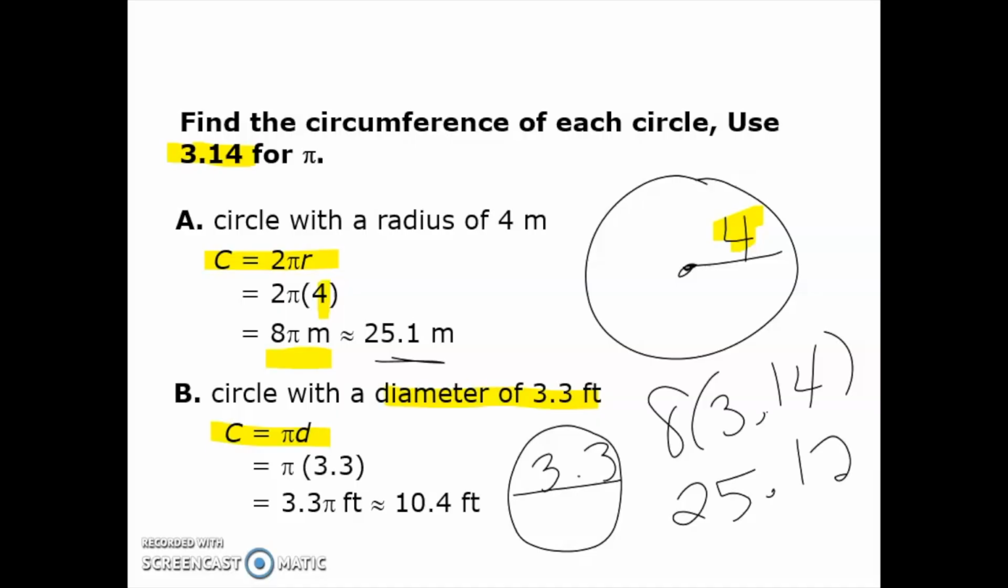So go ahead and we're going to practice finding circumference using that formula. I've assigned some practice problems in the book. You can check those out on my website, and feel free to pause the video or to go back and review it again.